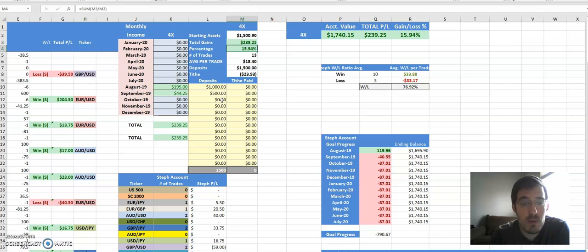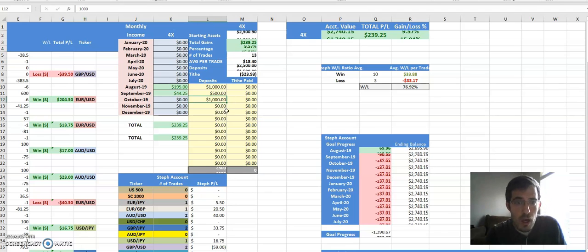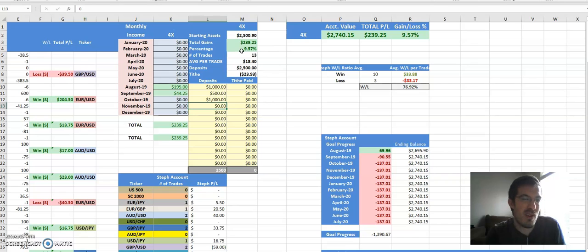Deposit, so I can always deposit more money. So if, let's say, I wanted to deposit $1,000, everything would change. So then I would only be about 9% up instead of that 15%. But we'll take that off. And you can go over here. This is the same thing. It's just I like it to be a nicer view, and this looks better to me.